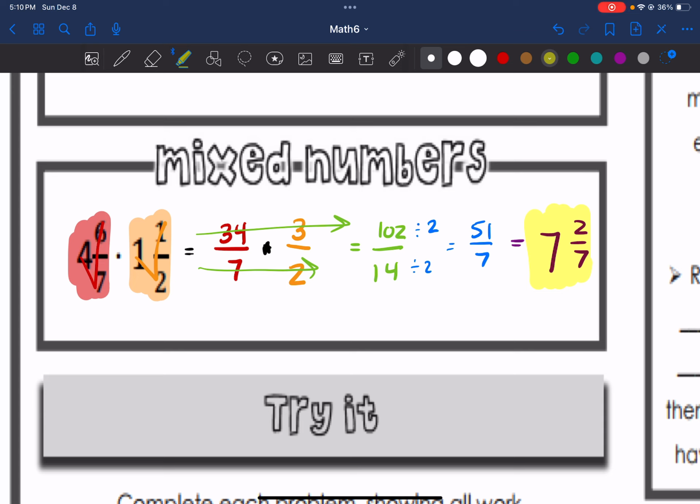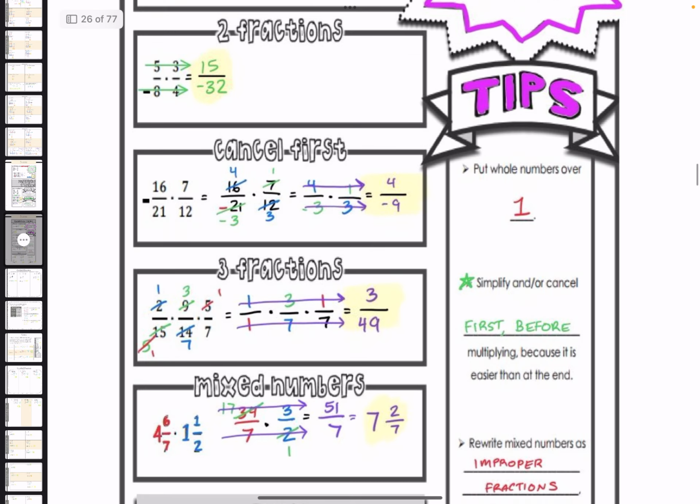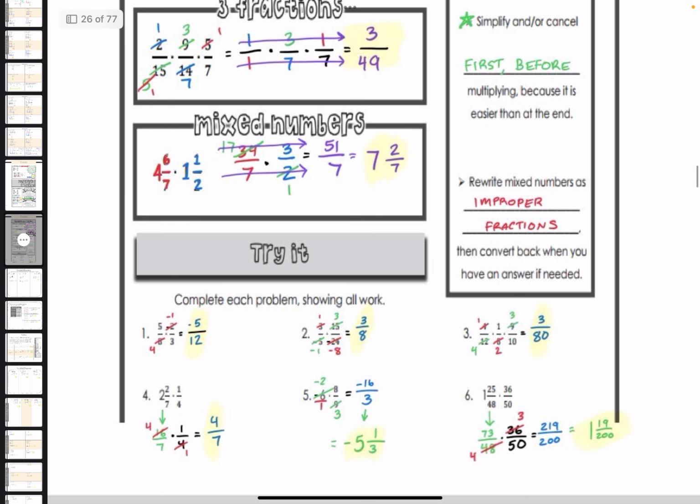Go ahead and try the problems at the bottom. They're a little trickier. Some of the numbers are larger, and that's okay. I'm going to show you the answers, so if you're not ready for the answers yet, go ahead and pause, and I'll also show you what this mixed number problem would look like if you cross-canceled. So now here are the answers to that page.